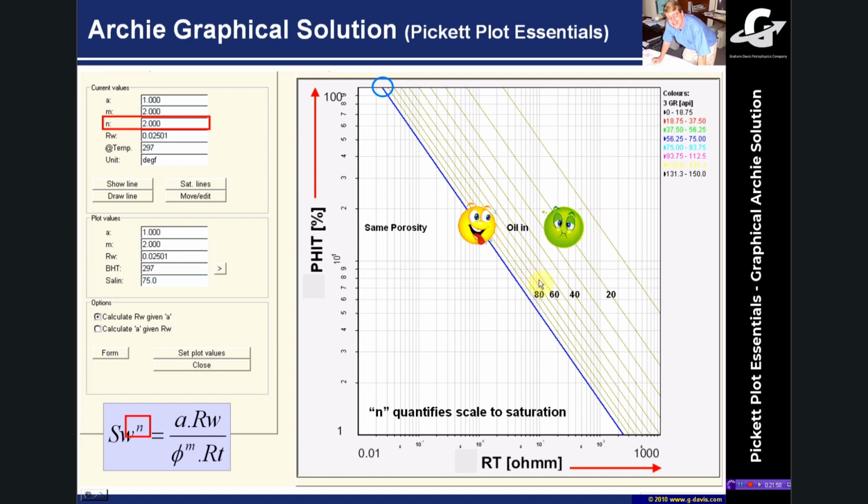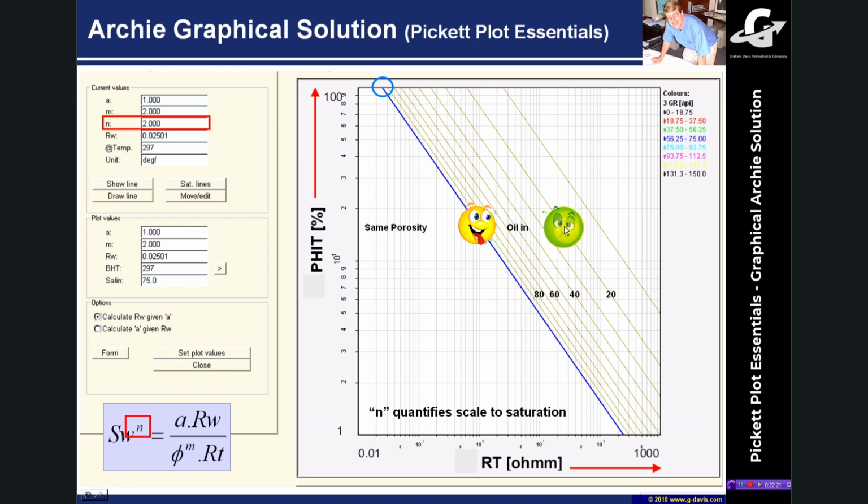and this N measurement, this saturation exponent, which appears here, quantifies the scale to saturation. So here, for example, this particular resistivity in this particular setup with this N is 20% saturation, 20% water saturation, or 80% hydrocarbon saturation.